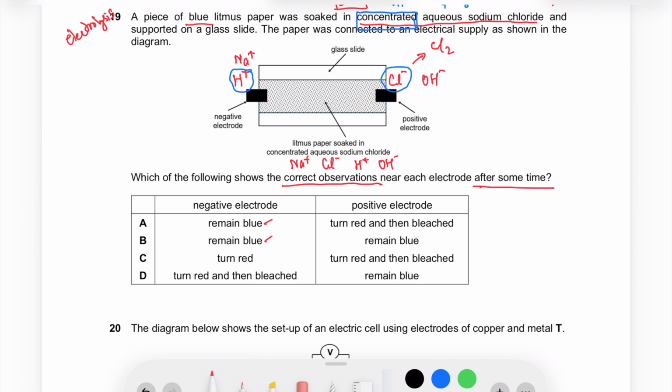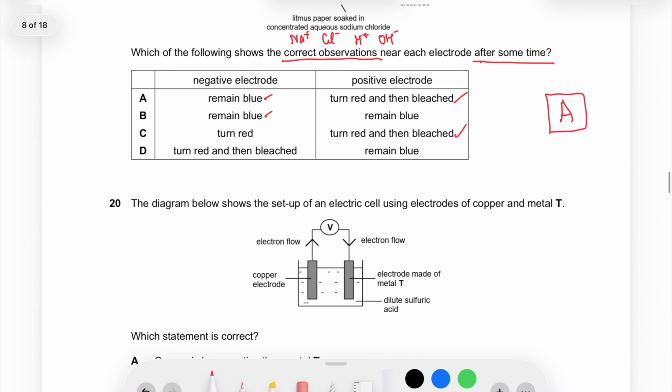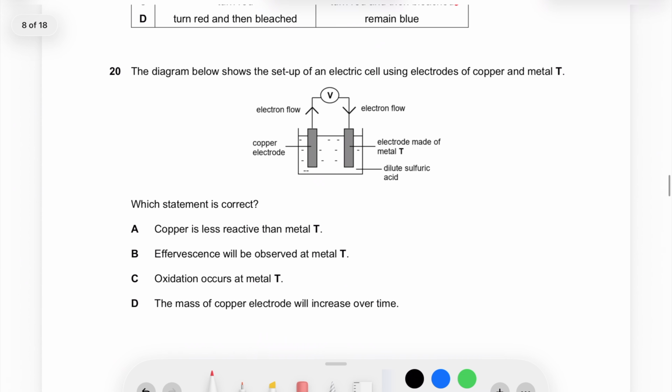So how do you test for chlorine gas? You turn your blue litmus paper red, then bleach it. Okay, so answer must be A. So this will produce hydrogen gas. Okay, next one, question 20. So this is your simple cell.